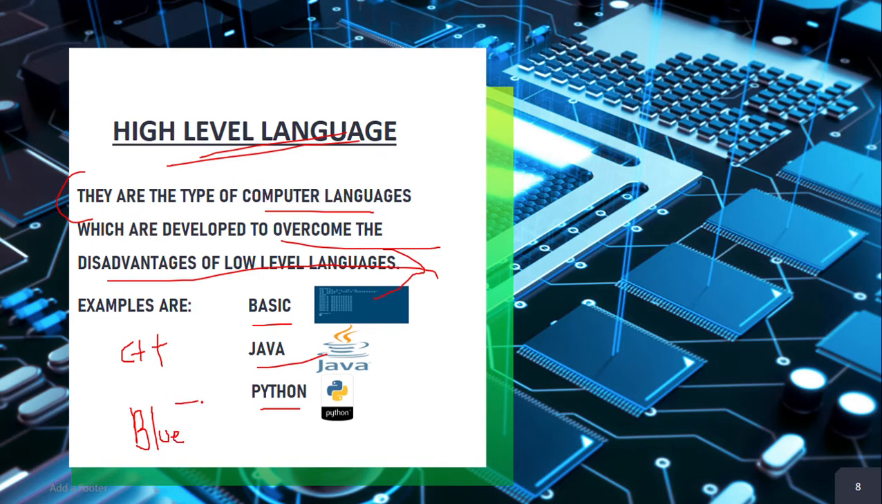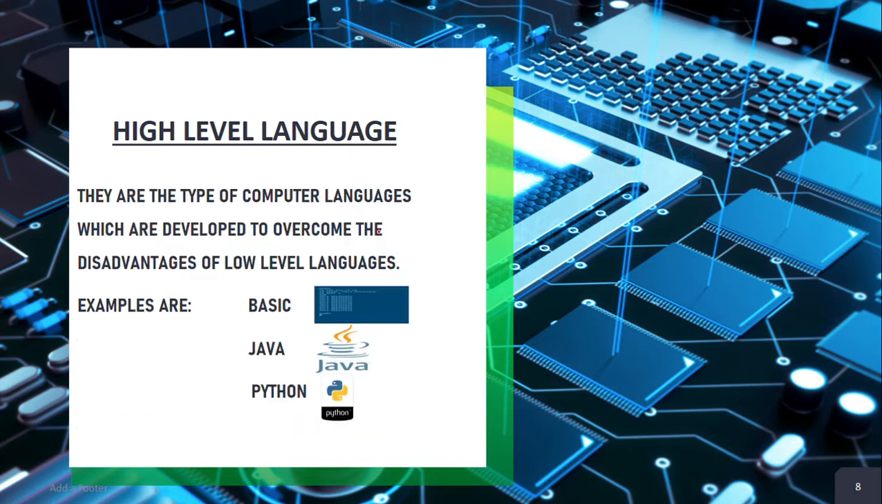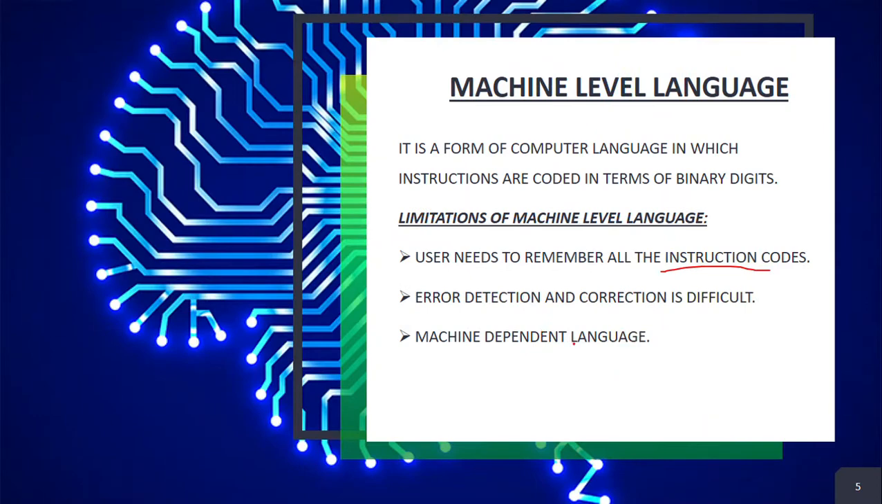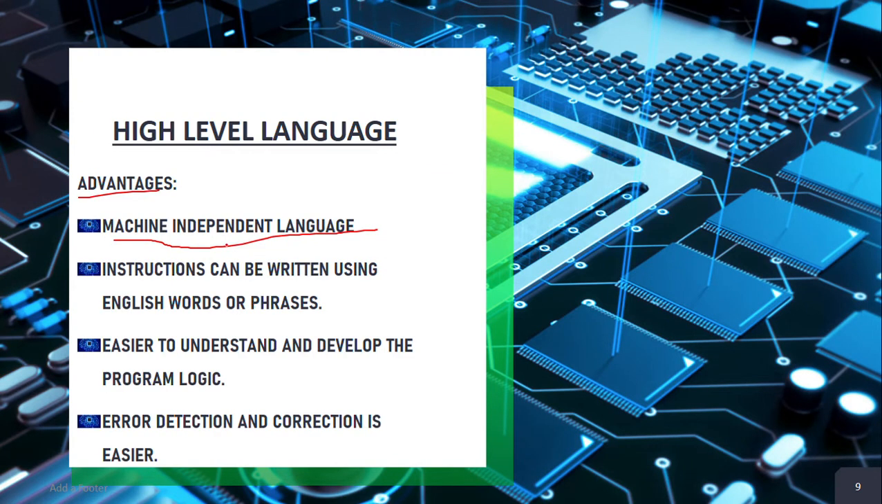About that we will study in the same unit but in the next chapter. Next, high level language. Next we are going to know about its advantages. So it's a machine independent language. What's the difference over here in low level language? Both are machine dependent languages, and the other is also a machine dependent language. But when we come to high level language, it is a machine independent language.